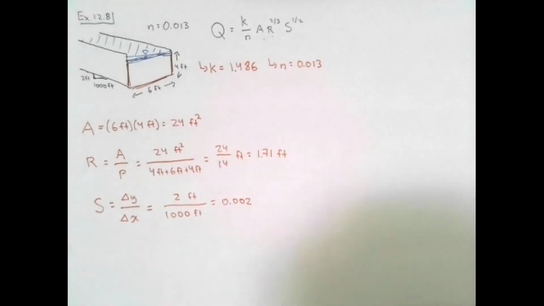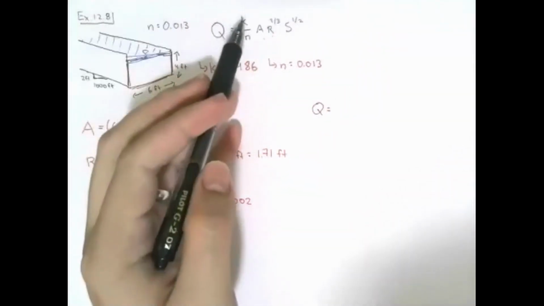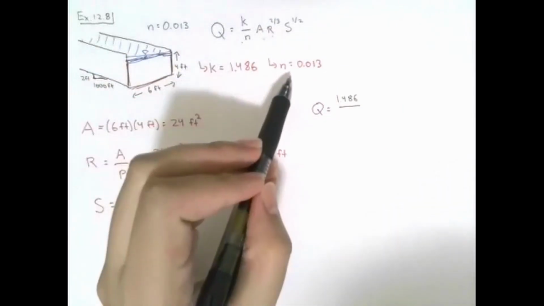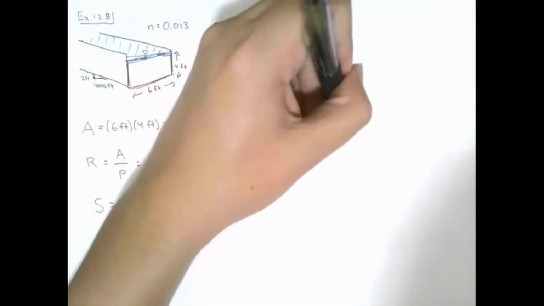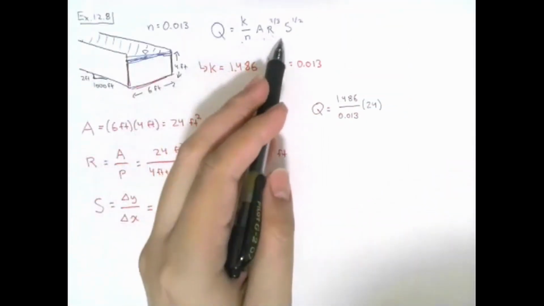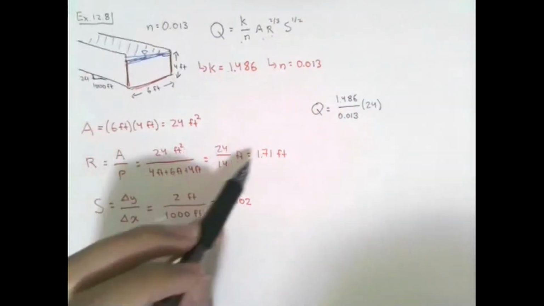And look at that. We have everything we need to calculate the flow rate for this problem. We now see that applying Manning's equation, the flow rate will be equal to the conversion factor K, which is 1.486, over the roughness coefficient n, which is 0.013, times the area of flow, which is 24 feet squared, times the hydraulic radius to the power 2/3, which is 1.71 to the power 2/3.